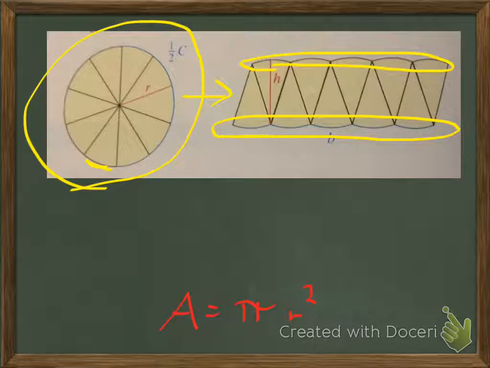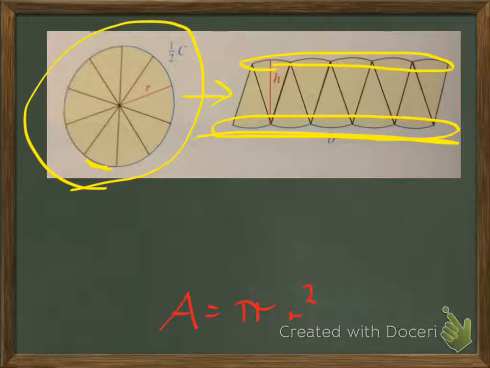But what if we cut them into 20 pieces? Or 30 pieces, or 100 pieces. The more pieces we cut them into, the less bumpy this little curvy part is going to be, and the more like an actual parallelogram it's going to be. And that's exactly true. If we cut it into small enough pieces, it'll basically act just like a parallelogram.